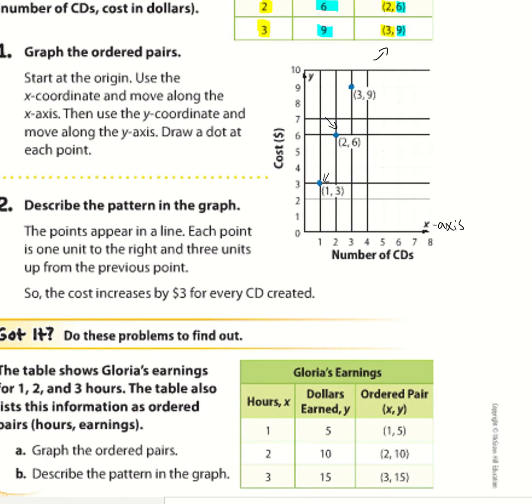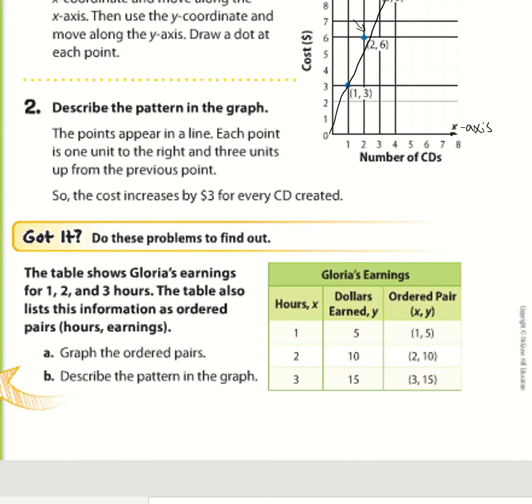It says describe the pattern in the graph. The points appear in a line. After you graph them, you draw a line with an arrow. The points appear in a line. Each point is 1 unit to the right and 3 units up from the previous point. So the cost increases by $3 for every CD created.